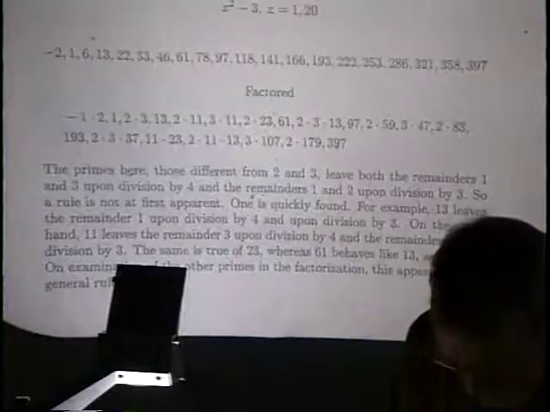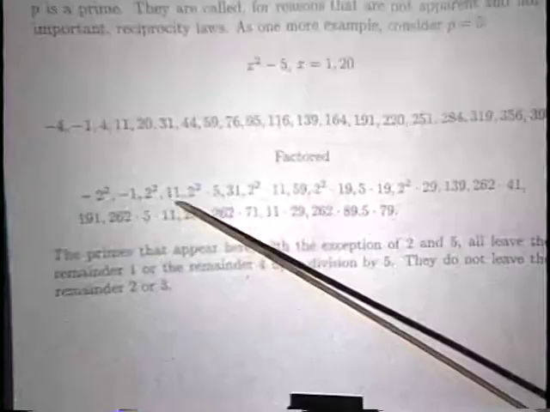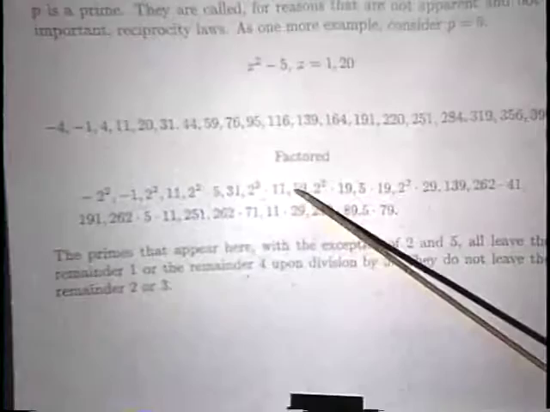And there are other such general rules. So if I take the expression x squared plus or minus p, p a prime, I have similar expressions. For example, take 5, a number that just came up, x squared minus 5. You look at the list, you factor it, and you discover you have 11 and 31, which both leave the remainder 1, 59 that leaves the remainder 4, 19 that leaves the remainder 4.